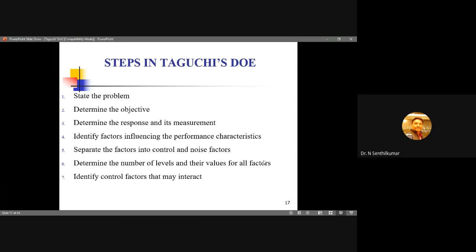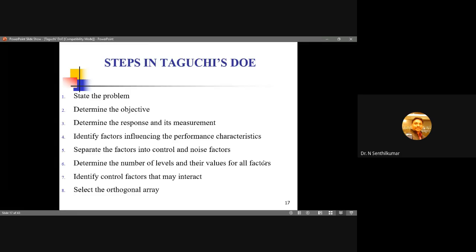Then identify the control factors that may interact. For cutting speed and feed rate, whether the interaction effect is significant, if yes, then I have to include that interaction effect also. Cutting speed and depth of cut, if the interaction effect is there, include it. If I include the interaction effects, then the number of experimental runs will be higher. Then based on that, we have to select the orthogonal array. So finally only we have to select the orthogonal array.